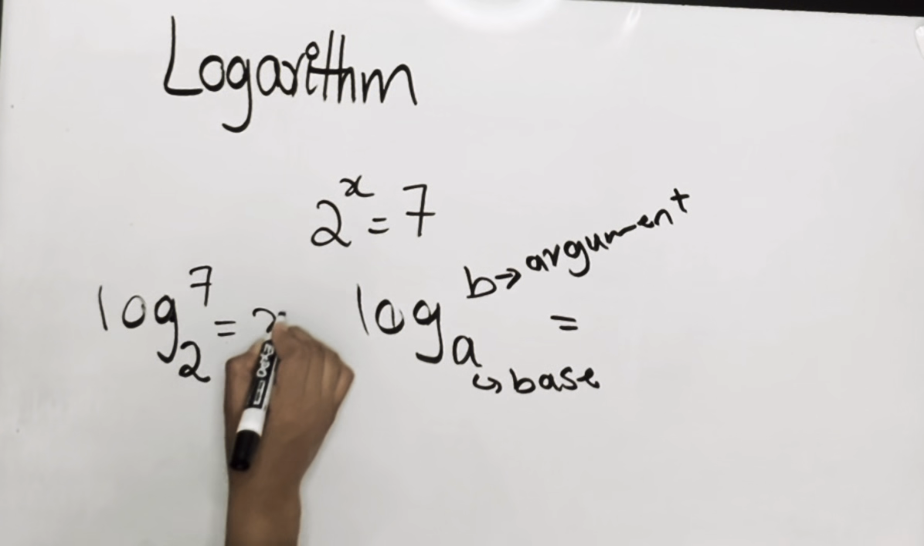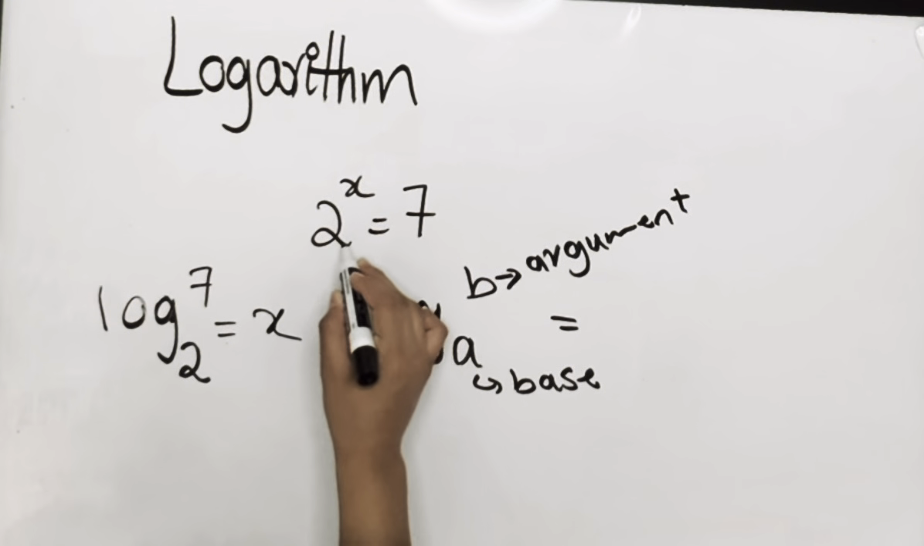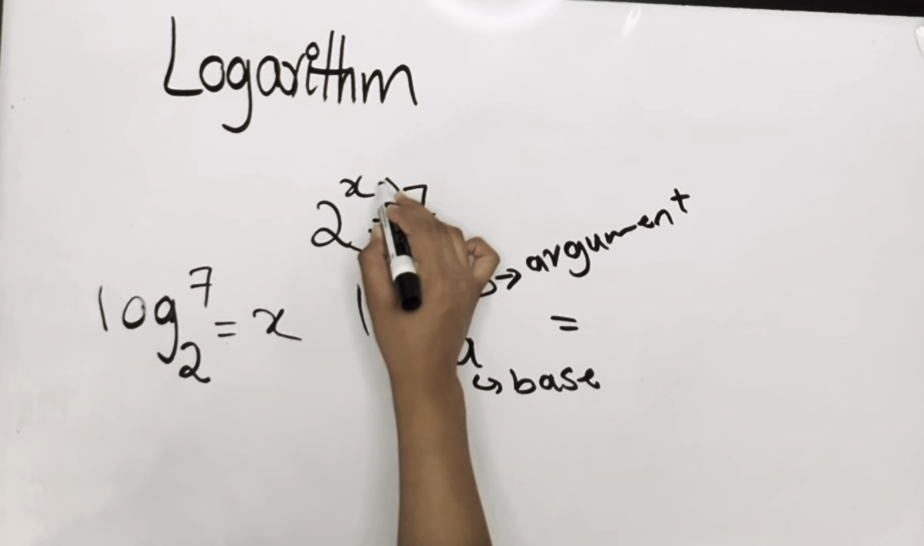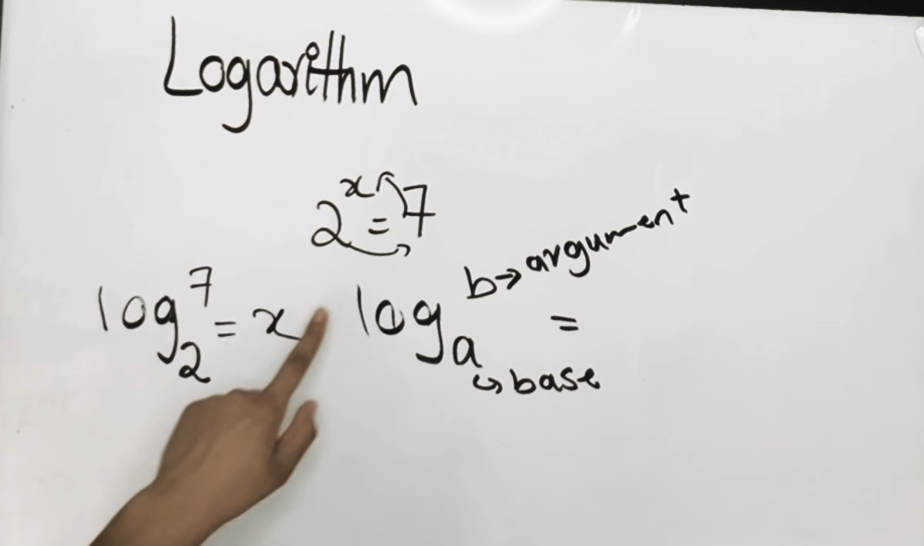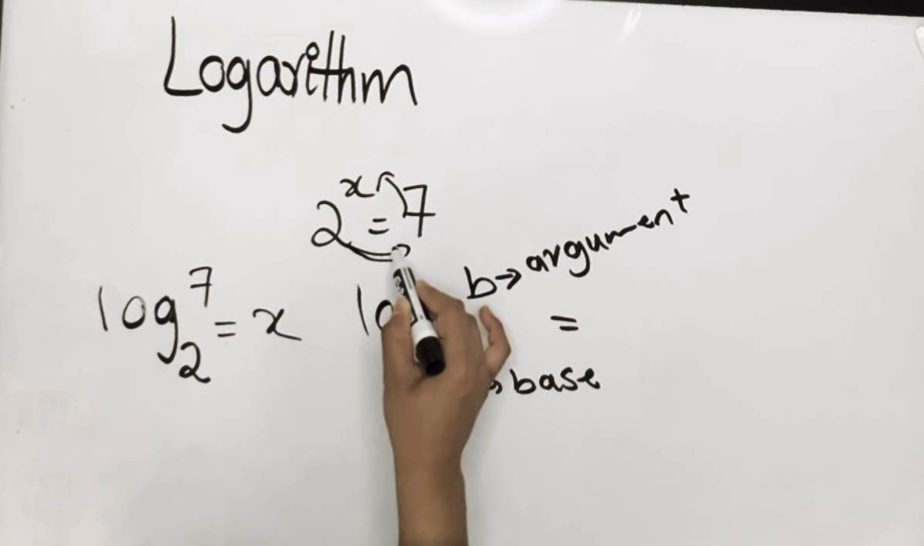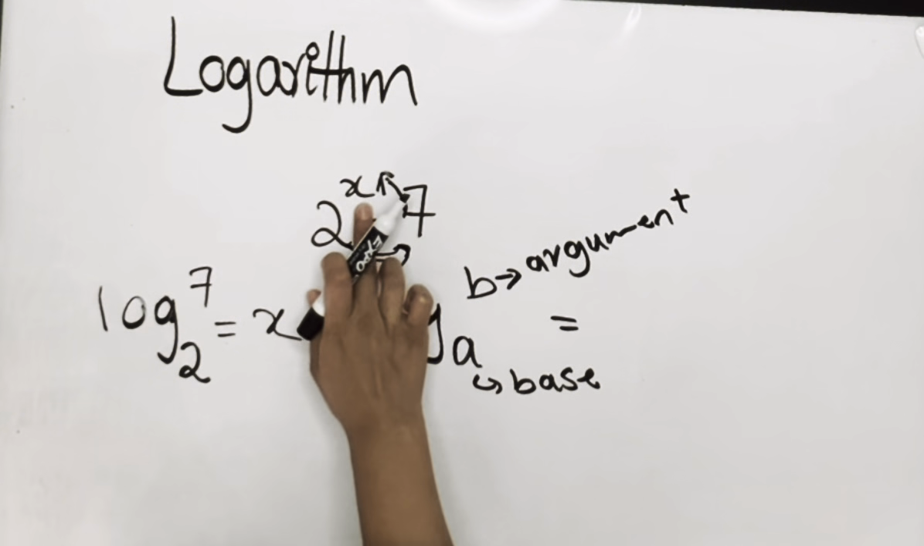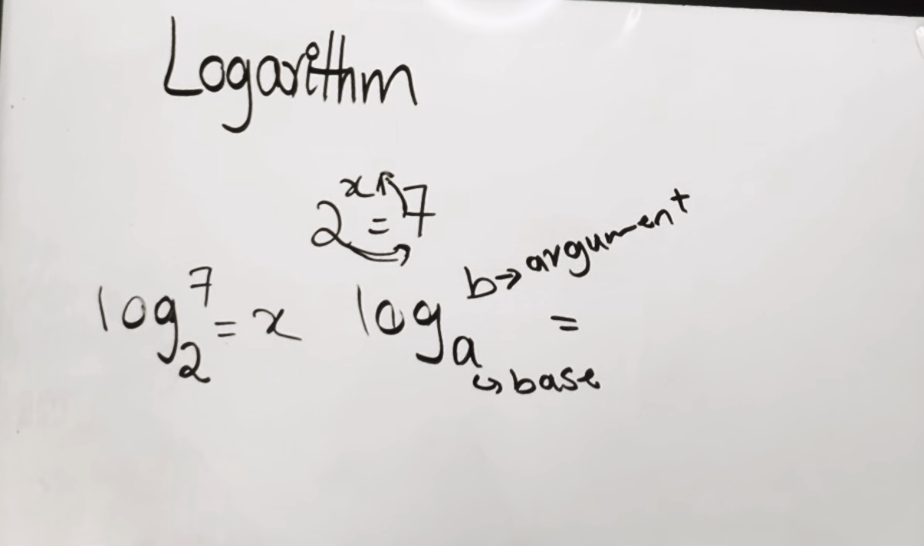equals x. Now, the way I learned it in high school was they would draw these pointers to basically point, and they would call it a circle because it goes like a circle. And you basically have your base, argument, and then you have your answer, which is x.